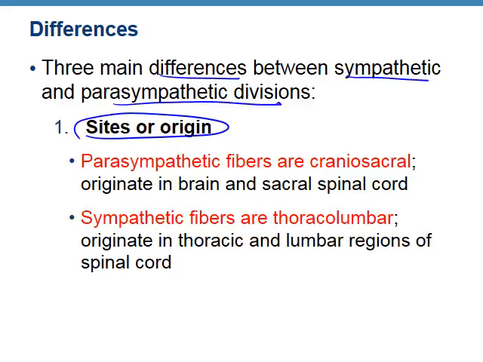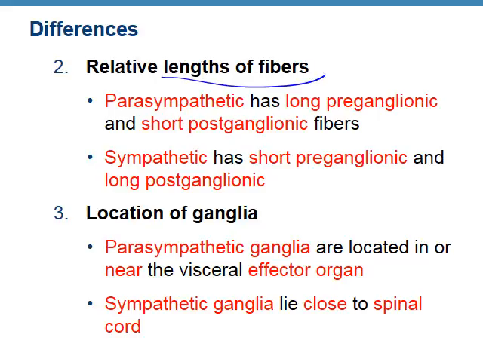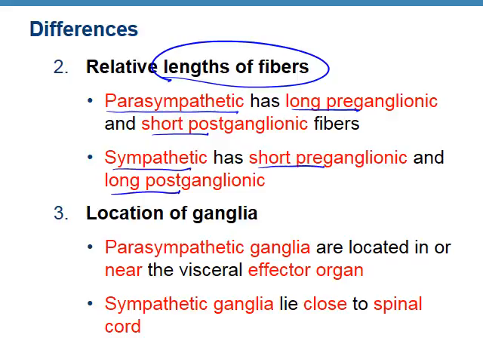We need to notice a few more differences between the sympathetic and the parasympathetic. The first one we're going to look at is the site or origins of the nerve fibers. So the parasympathetic come out of the brain and the sacral area. The sympathetic come out of the thoracic and the lumbar region. Next difference is the length of the fibers. So the parasympathetic have long pre's and short posts. The sympathetic have short pre's and long posts. And I'll explain why on another slide over here.